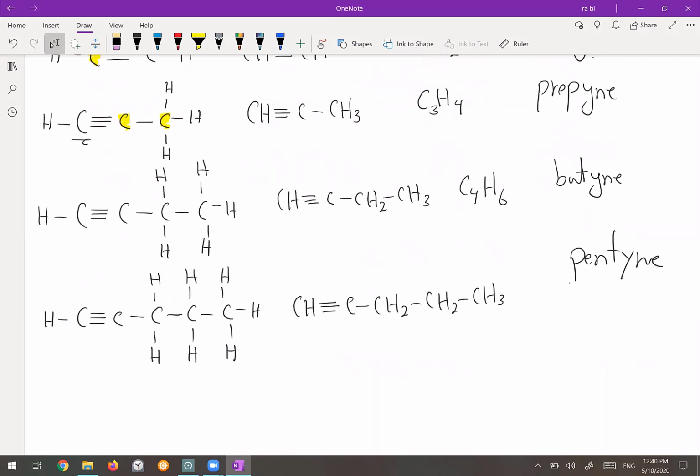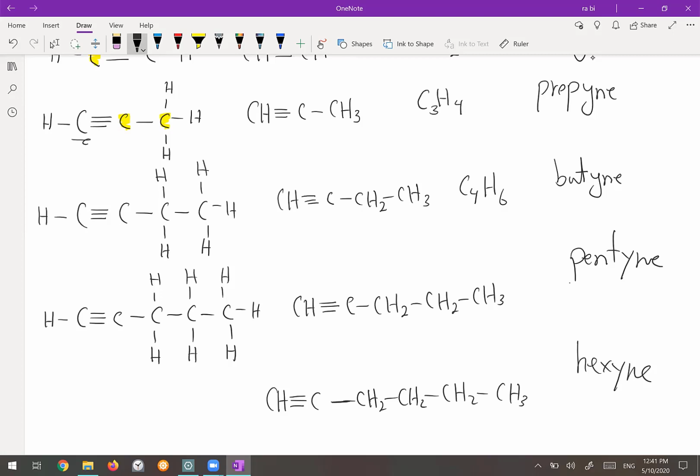So the next member, which has 6 carbons, would be hexyne, and its condensed structural formula would be CH triple bond C, CH2, CH2, CH2, CH3. Shouldn't it be CH triple bond C? Yeah, this one should be C. Sorry, I made a mistake. Okay, because it has 4 bonds.